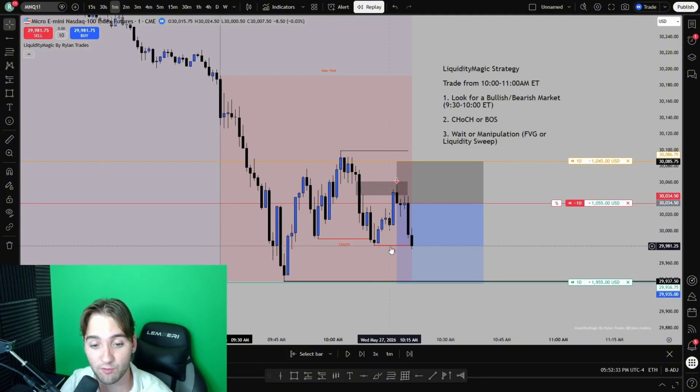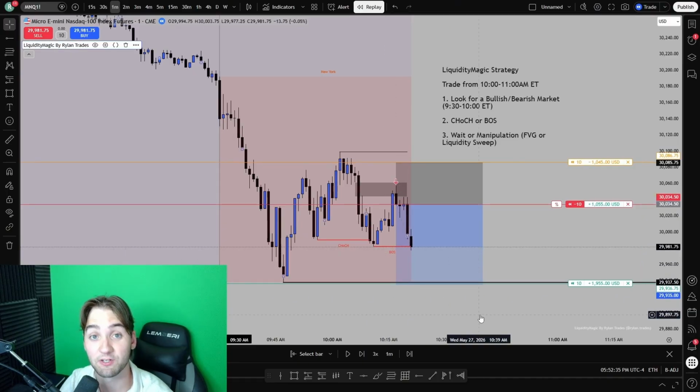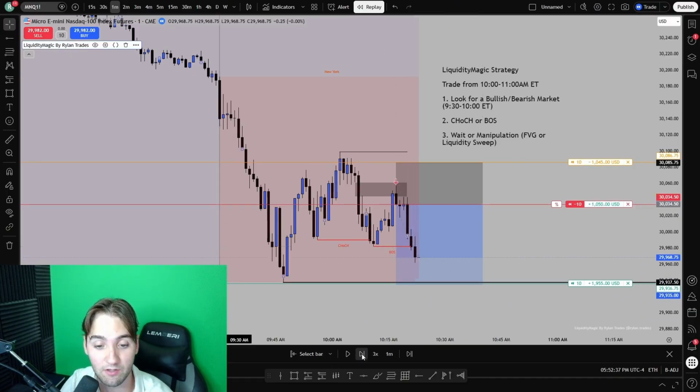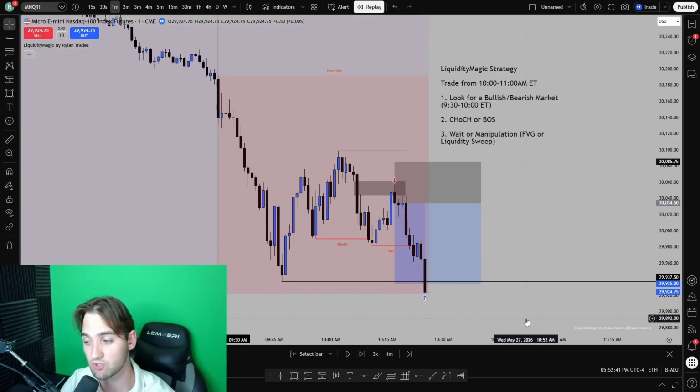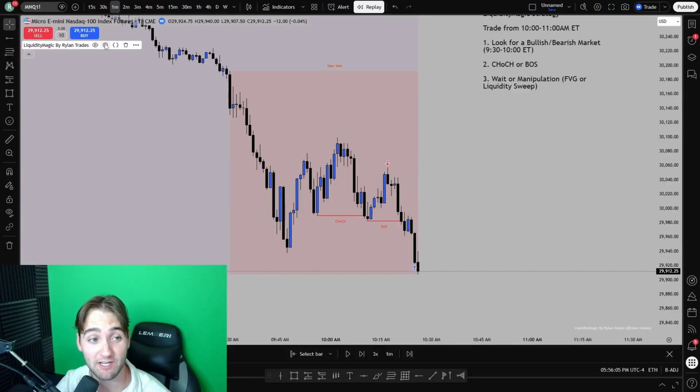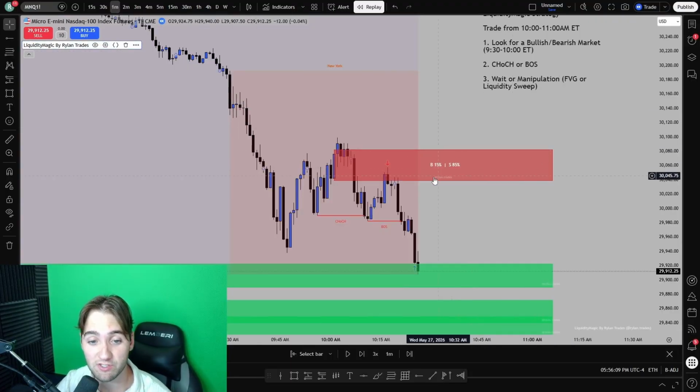We end up confirming a break of structure. The indicator does this automatically. Okay, so now we know we're going to probably hit our TP, just like that. So what's actually crazy, guys, check this out. Let me turn the zones back on. Now watch this. What happened?